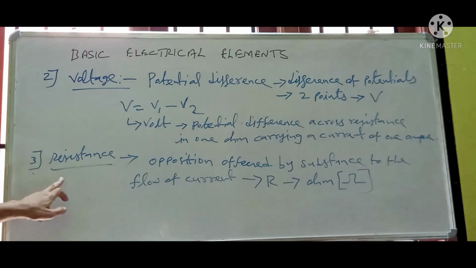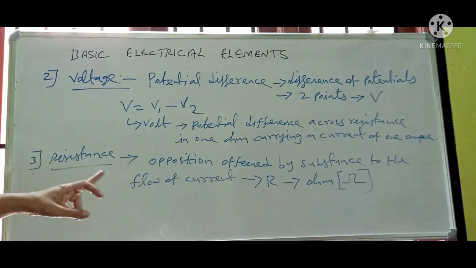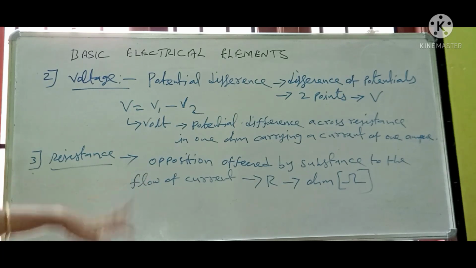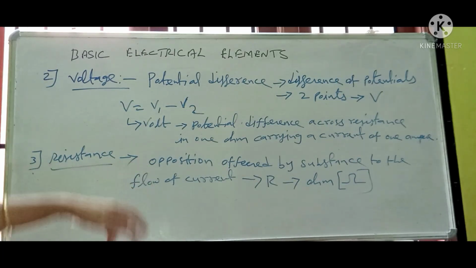The third one is resistance. Resistance means the stopping point, an obstruction. Resistance means the opposition offered by a substance to the flow of current. When current is conducted through a carrier and there are disturbances, the disturbance is known as the resistance. Resistance is denoted by the letter R. The unit of resistance is ohm.